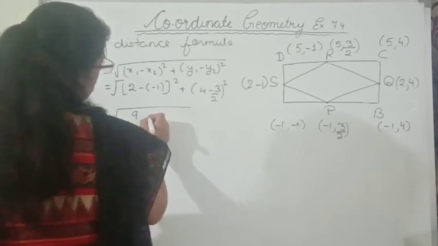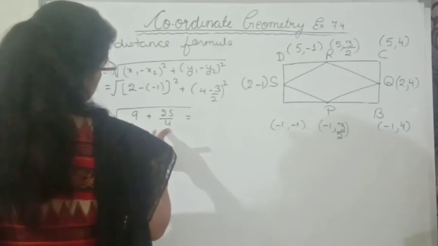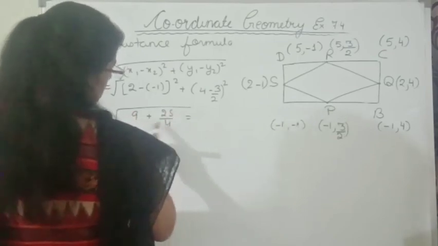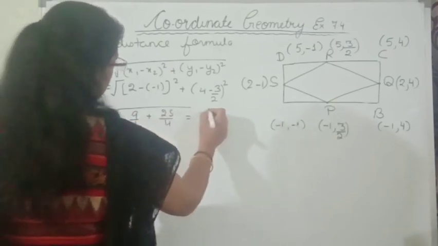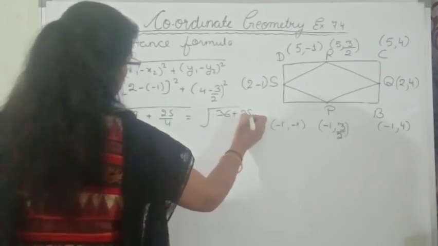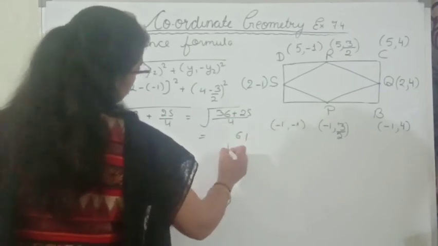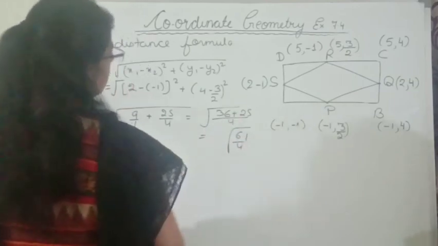5 upon 2, so that means 25 upon 4. 36 plus 25, take the LCM, so we will get square root of (36 plus 25) whole divided by 4, so we'll get square root of 61 upon 4.